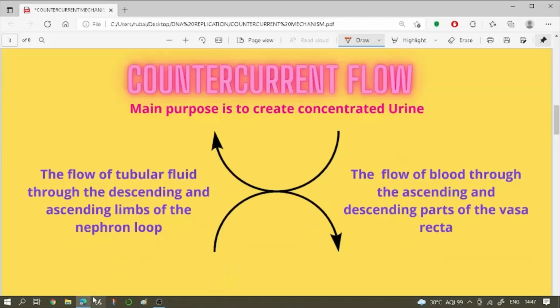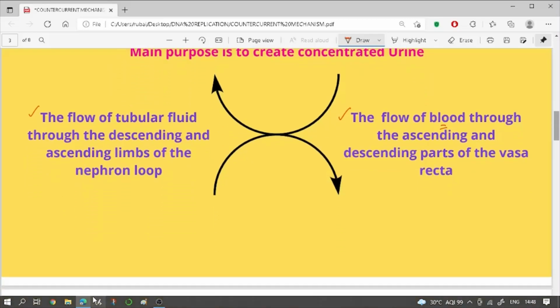Countercurrent flow means the flow of fluid in opposite directions. There are two examples of countercurrent flow. The first one is the flow of tubular fluid through the descending and the ascending limb of Henle's loop, and the second one is the flow of blood through the descending and the ascending limb of the vasa recta.